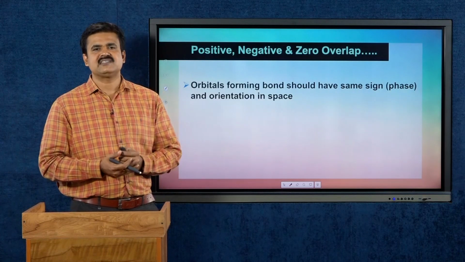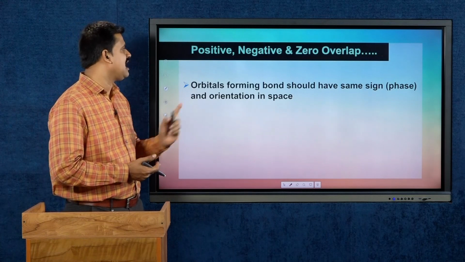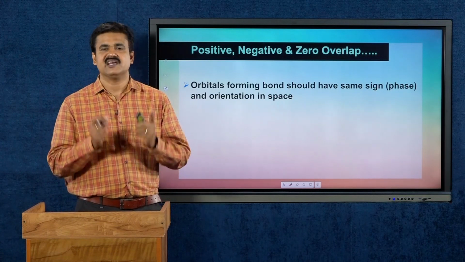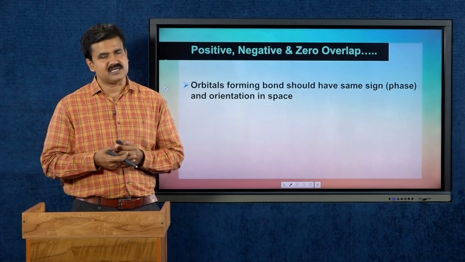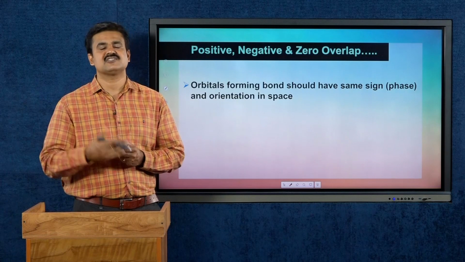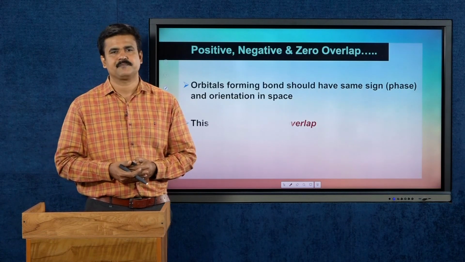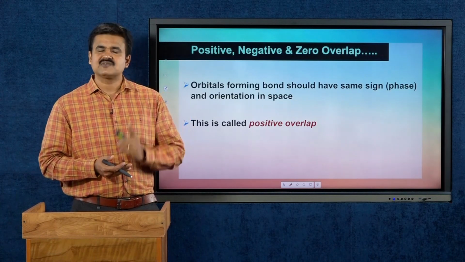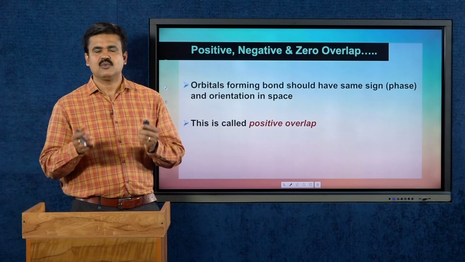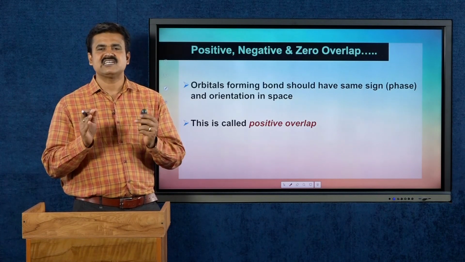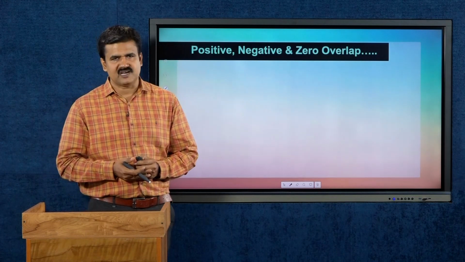So, orbitals forming a bond should have the same phase or same sign and orientation in space. That is, for effective overlap, only like signs should merge, or like phase should merge, or similar phase should overlap effectively. This is called positive overlap. So, overlap between like signs or overlap between orbitals which are in phase is known as the positive overlap.